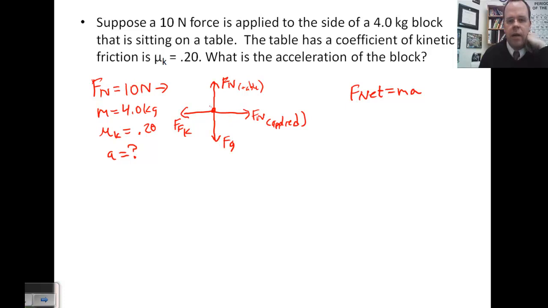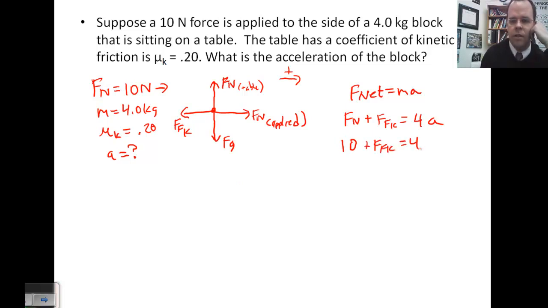We know this will not be accelerating up or down. It's going to be sliding across the table. So we know gravity and normal force will cancel each other out. I'm going to make to the right positive. So I know that the applied force plus the frictional force will equal 4 times A. But I need to know those values before I can move forward. I do know the value for this one. This is going to be 10 newtons. But I have to know what the frictional force is to be able to solve for the acceleration.